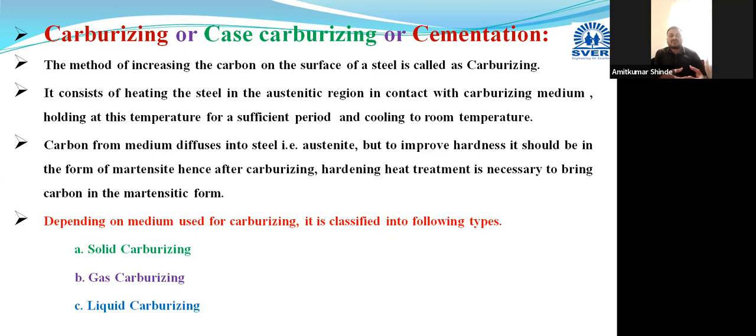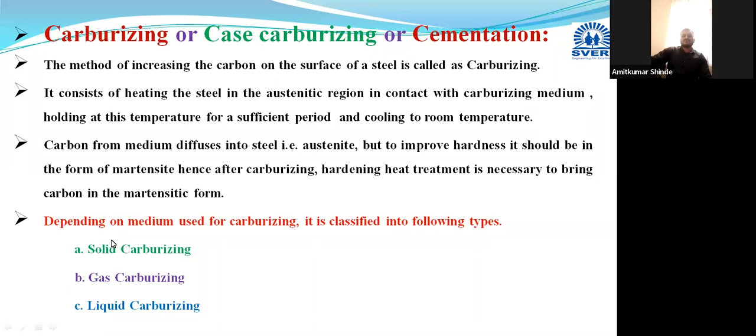For this we have to follow one process, and that process will be like this. In the same way, as we have learned in the general heat treatment cycle, that is one heating cycle, then holding time, and after that one cooling cycle. Here also the same procedure will be followed with slight changes.